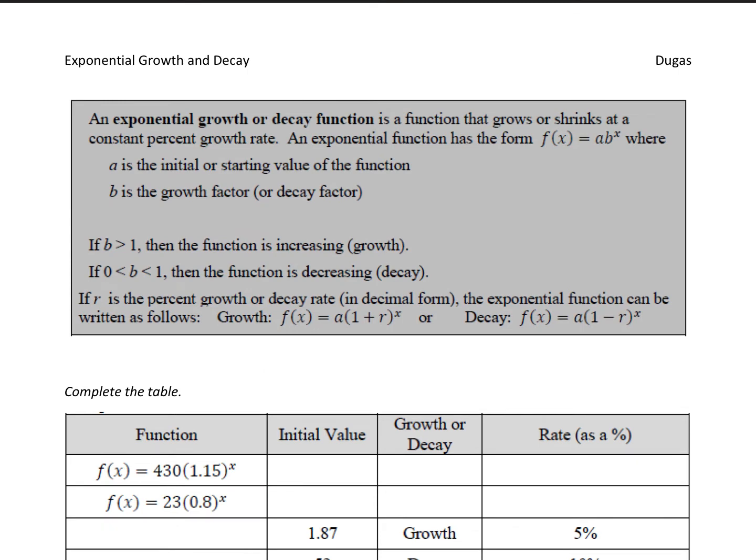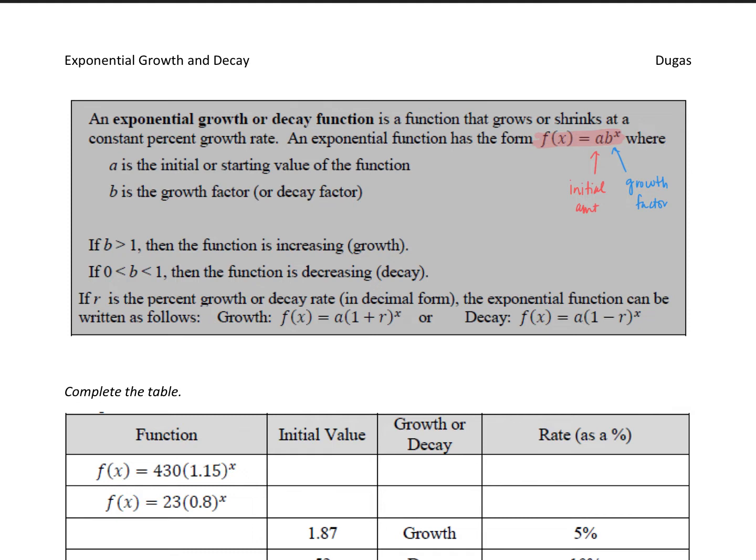So this video is going to be about exponential growth and decay. An exponential growth or decay function is a function that grows or shrinks at a constant percent growth rate. It has the formula given here, where A is the initial amount. So this A that's not raised to an exponent is an initial amount, and B is the growth or decay factor. So I'm just going to call it the growth factor, but it could be a decay factor.